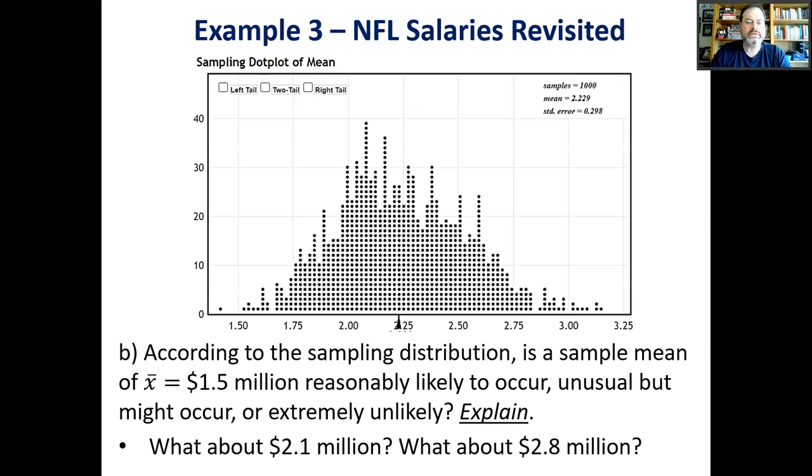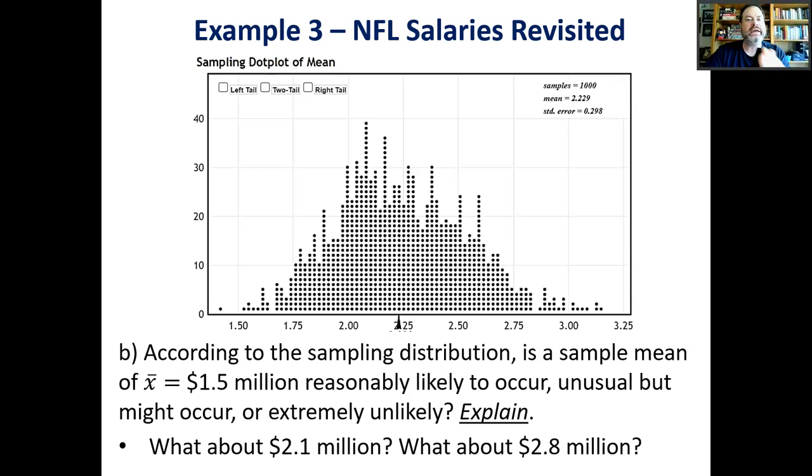Now, what we're going to do is we're going to say, according to the sampling distribution, is a sample mean of X bar equals $1.5 million reasonably likely to occur, unusual but might occur, or extremely unlikely? So we need to have these numbers to do this problem. So let's keep these numbers, so write them down, keep them in front of you while we do this problem.